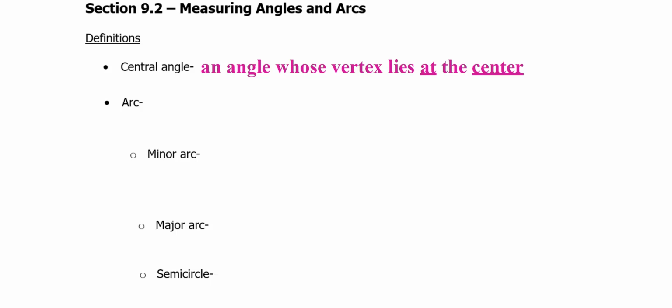Today we'll be doing section 9.2, measuring angles and arcs. So the first definition we're going to go over is a central angle, and this is an angle whose vertex lies at the center. So if I have a circle over here and I have a center point, I'm going to say this angle here, A, B, C, is a central angle.